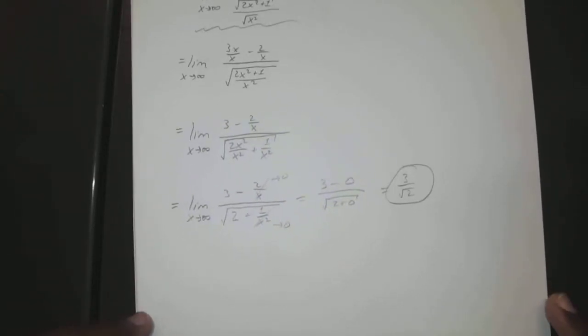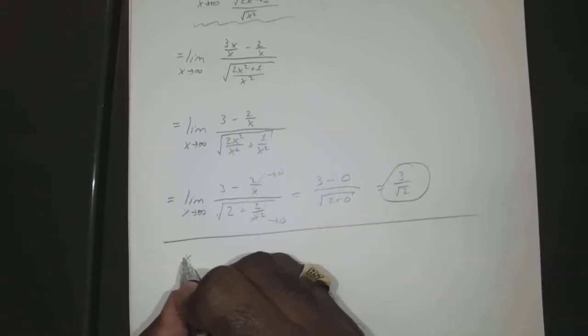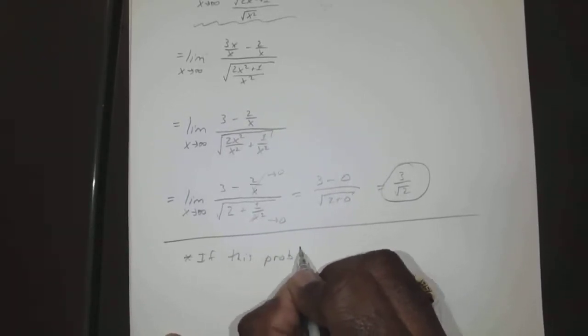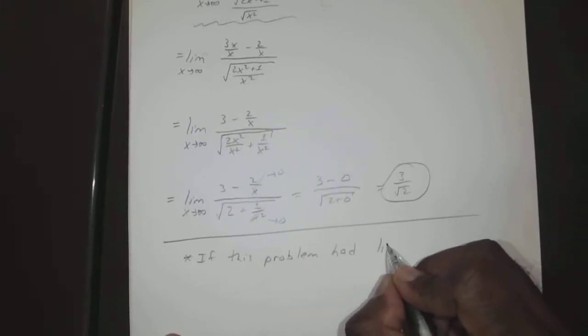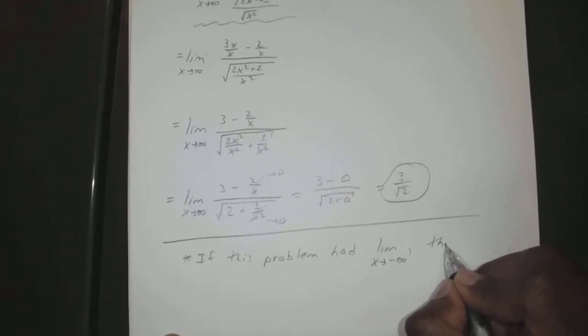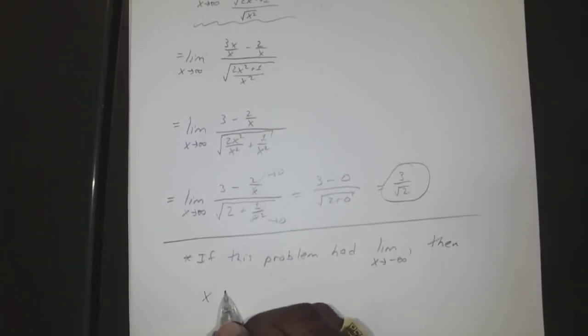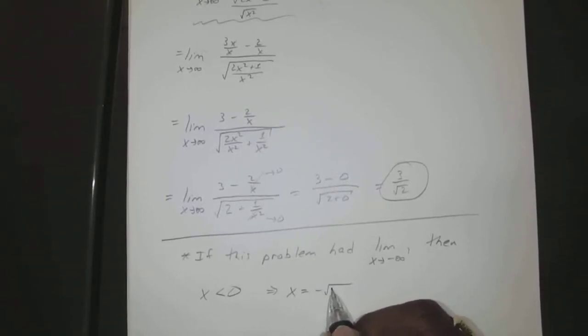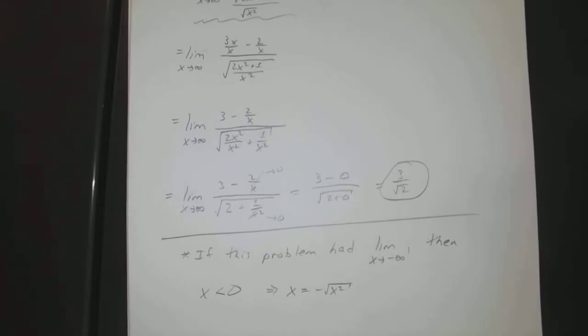So now, actually let me write a little note for that. If this problem had the limit as x approaches negative infinity, then we know that x would be a negative number. So that means that x would equal negative the square root of x squared. So ultimately, that would end up being negative 3 over 2? Yep, that's it.